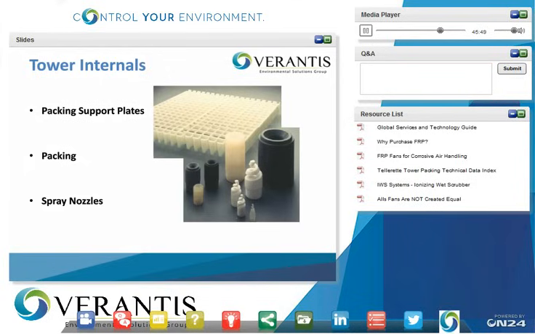Packing support plates are literally just that. They sit at the base of the packed bed. Typically, these are polypropylene, and for the same reasons John described with packing, these will degrade over time. Spray nozzles, which are used for liquid distribution. The little pigtail ones, as you can tell, those are typically made of Teflon or a similar material. Those can, over time, become brittle and break.